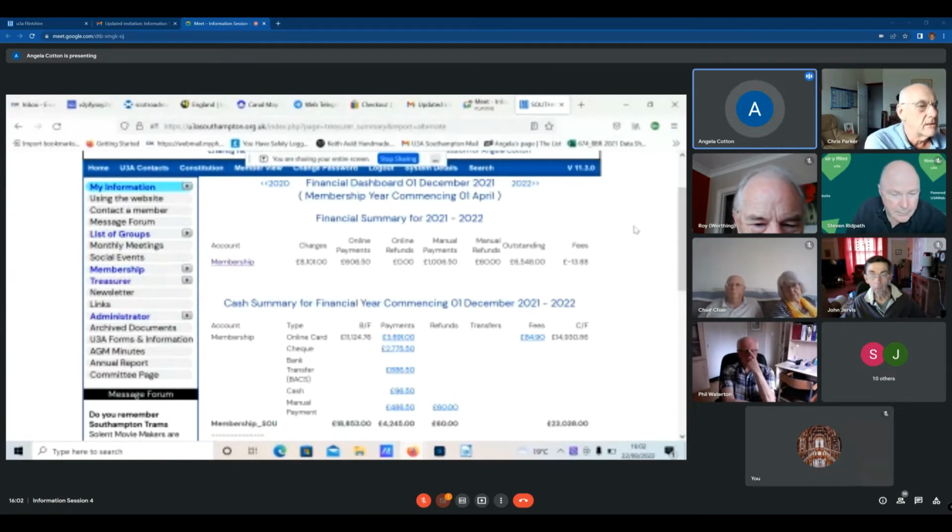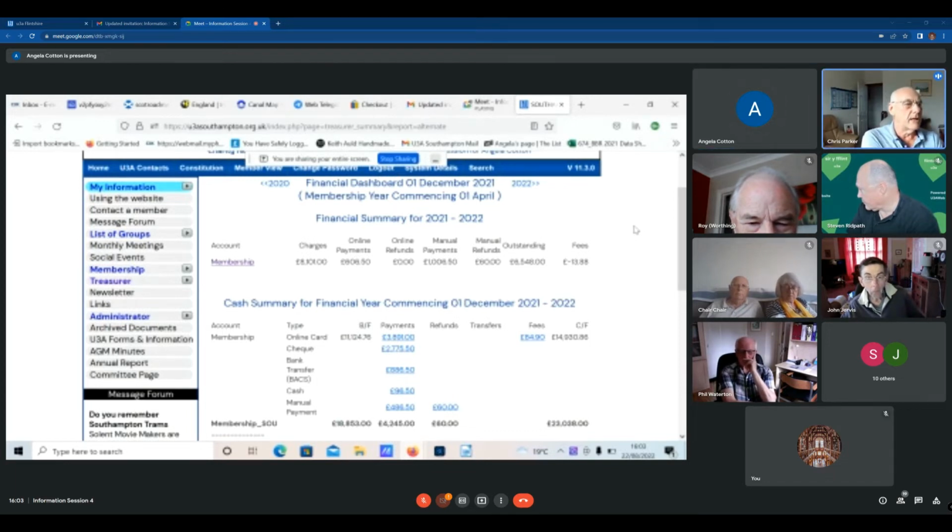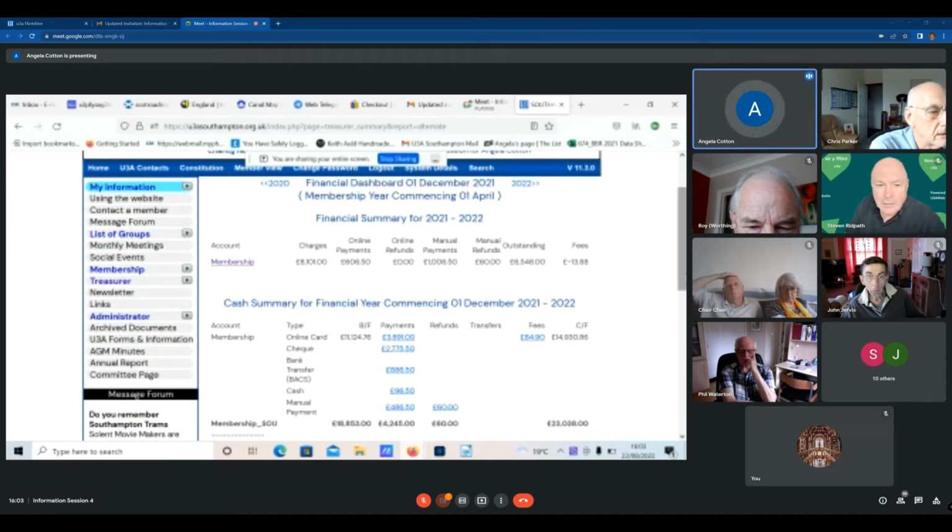So at the top, charges are 8,000 something. Payments are less than that. Am I missing something here or not? Right. If you clicked on the membership one, that would give you a list of all the people and who's paid and who hasn't paid and who's outstanding. So yeah, I'm one of them. It says I'm outstanding. In the first column, it says there's charges of £20, and then a whole run of zeros, meaning outstanding of £20.